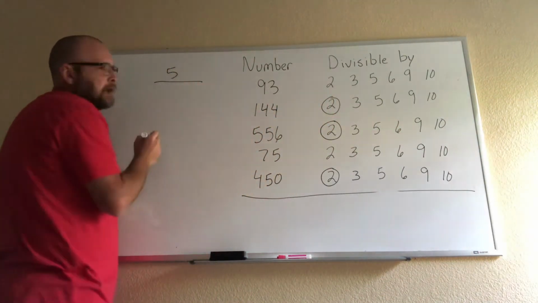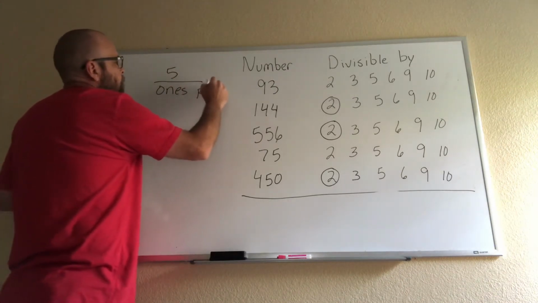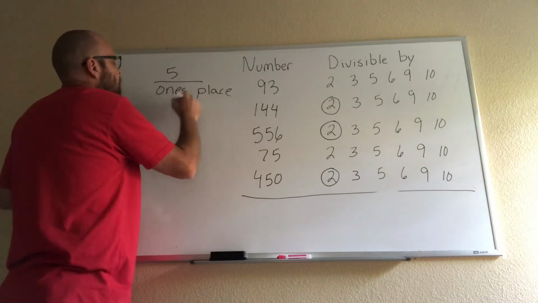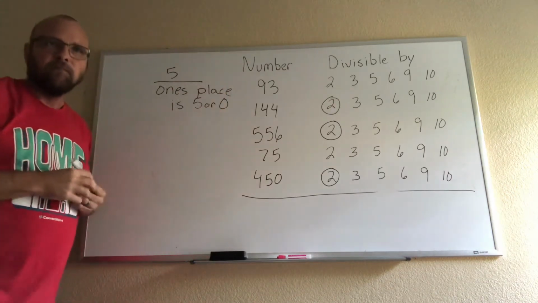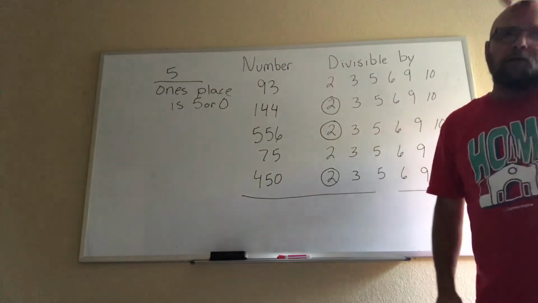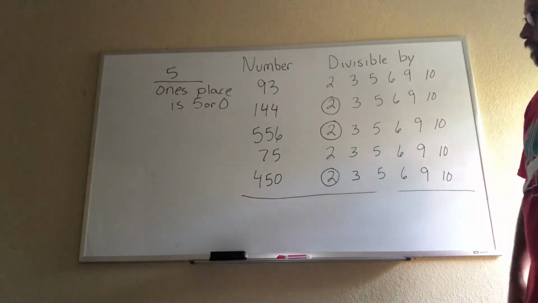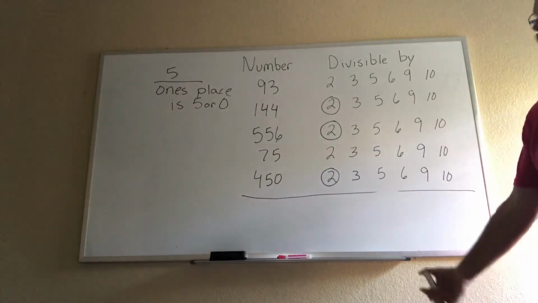All right, now I said the next one that's easy to do is 5. The rule for 5 is the ones place is a 5 or a 0. The ones place is a 5 or a 0. Again, real easy rule to follow, because all we have to do is look at the ones place.